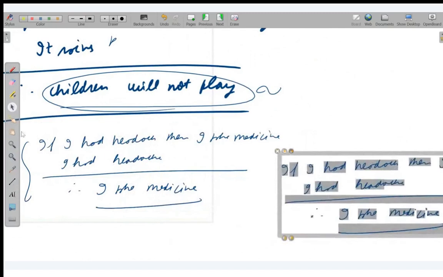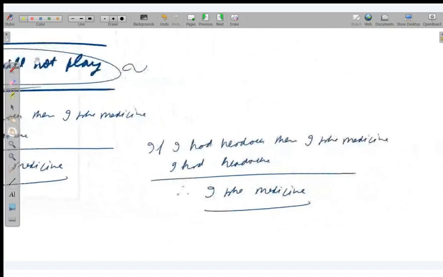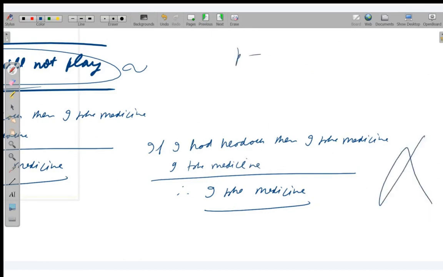Now concentrate here. If I had a headache, then I take medicine. Now I will say I take medicine. If I say like this, I take medicine, therefore I had a headache. This is clearly false. Like this, I am saying P implies Q, Q, therefore P. This is clearly wrong.